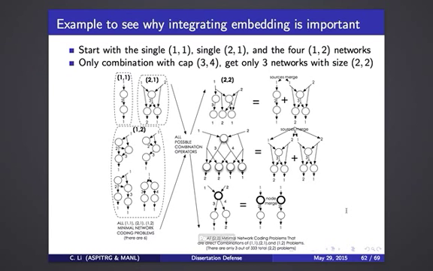To see more clearly why embedding operations are important in the process, we give an example. Still taking the 6 tiny networks as an example, here the cap is 3, 4. As it shows here, with combination only, we can only get 3 2-2 networks. We also give the sources used to generate these: source merge of these two, source merge of these two, and node merge of these two. So we can only get 3.